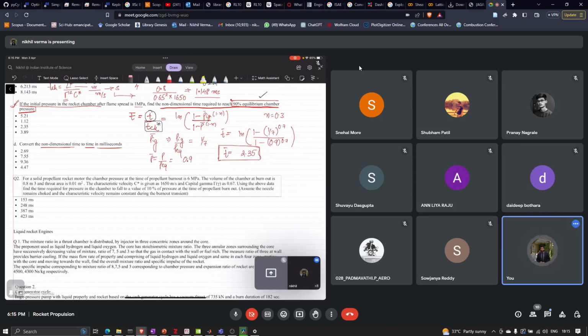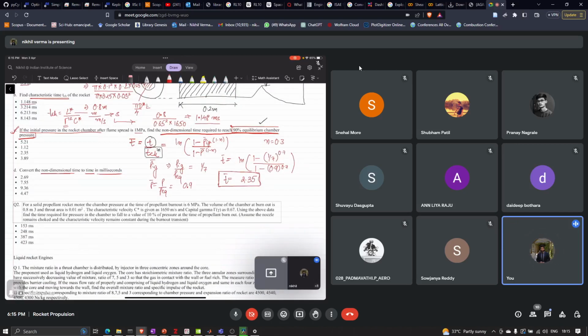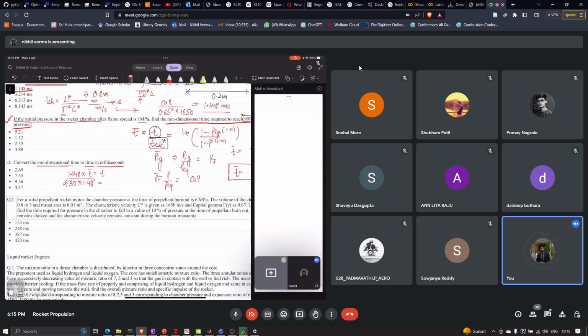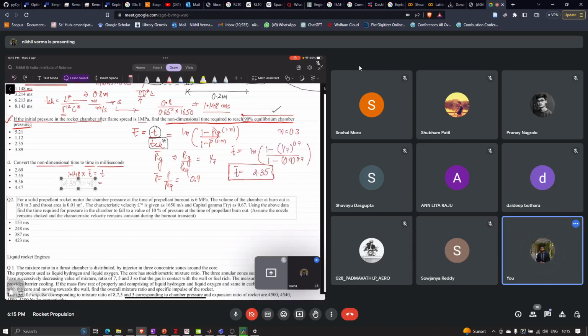Okay, so in the earlier case, we have calculated this TCH as 1.148, and we have the non-dimensional time, which will give me the actual time. So if you plug this value as 2.35 and 1.148, this will give me a value of, okay, so let us find the value for this part.